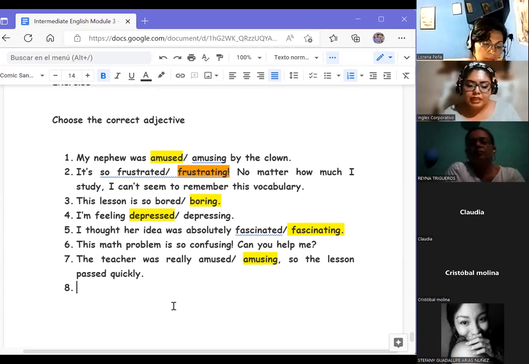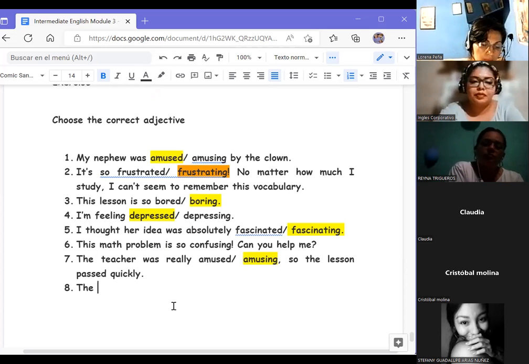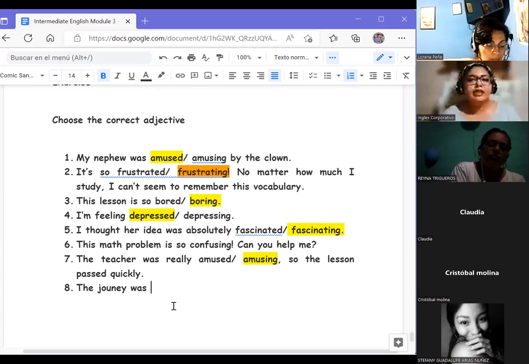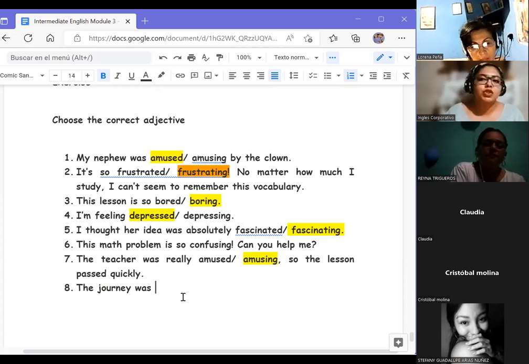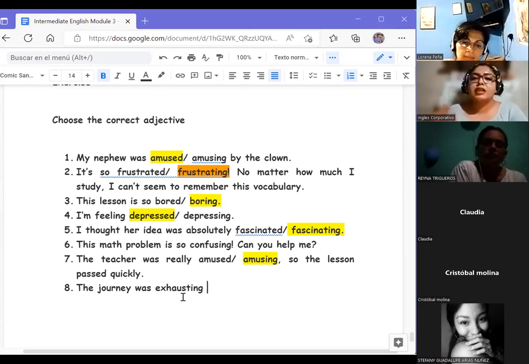Good. Number eight, the journey was... and we have exhausted or exhausting. The journey was exhausting. In that case, because it's something that we did. So the journey was exhausting. 12 hours by bus.